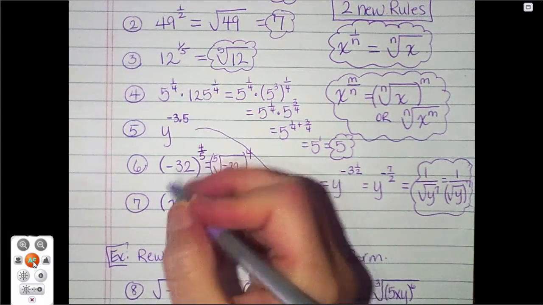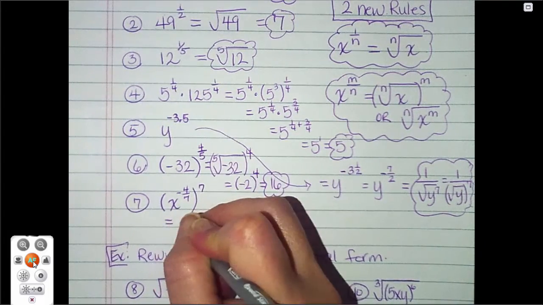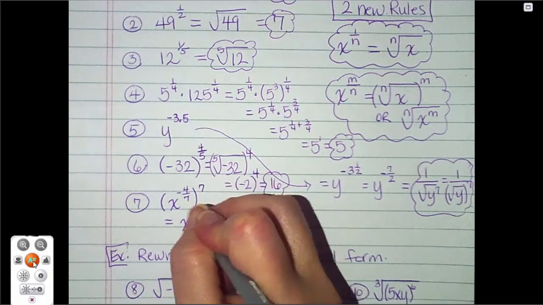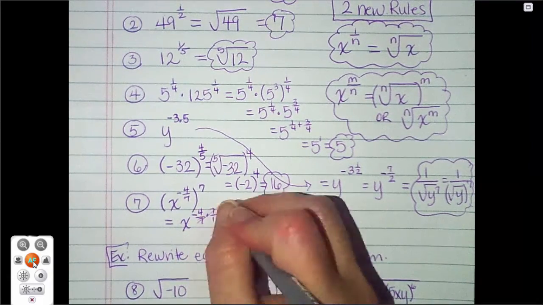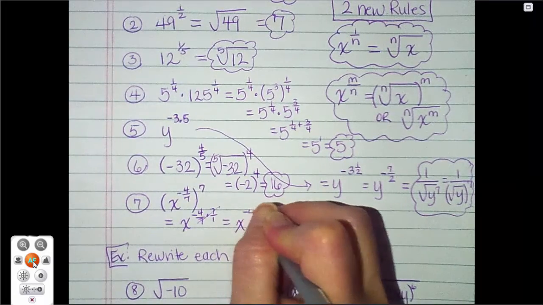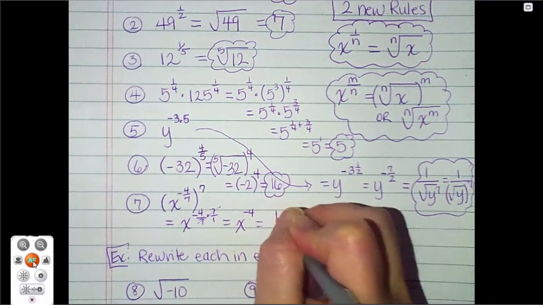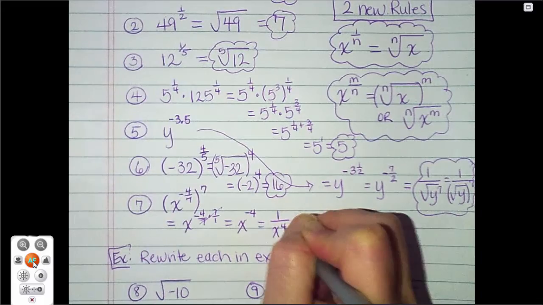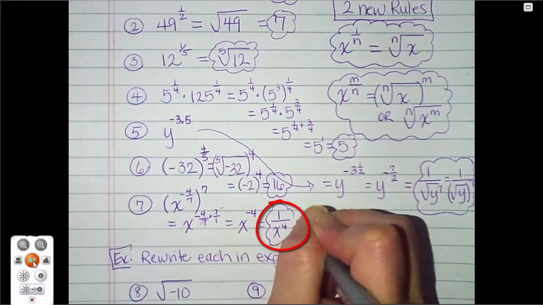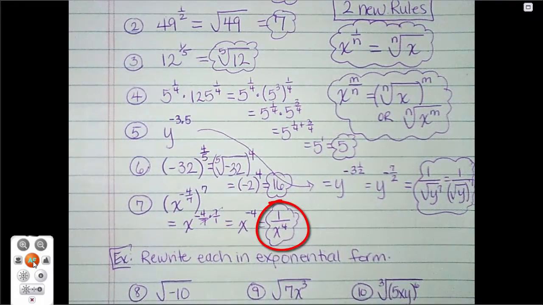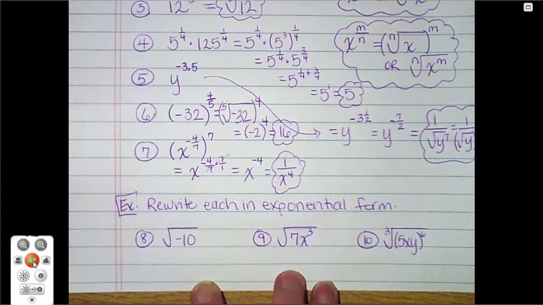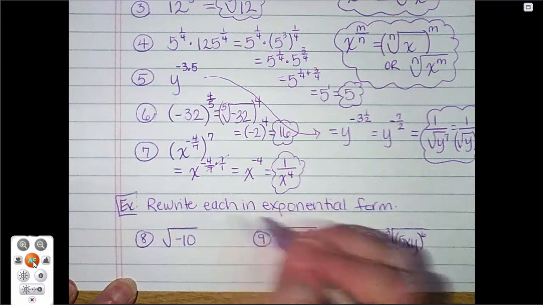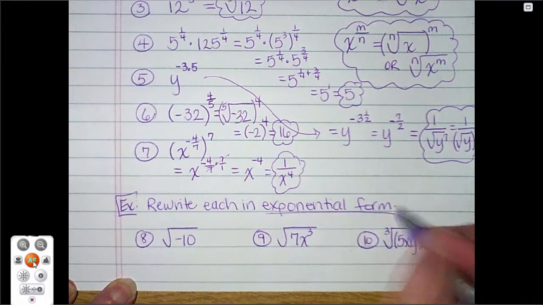For this last example, going in this direction, I have an exponent raised to an exponent, so I multiply them. x to the negative 4/7 times 7. The 7's cancel. That's x to the negative 4, which means 1 over x to the 4th. For our last 3 examples, we're just going to take a radical and write them in exponential form. We need to be able to work both ways.